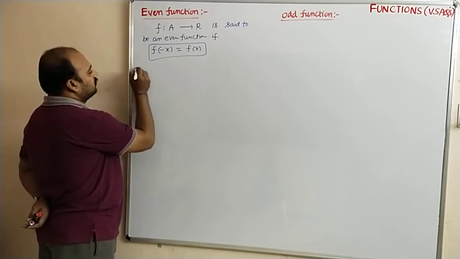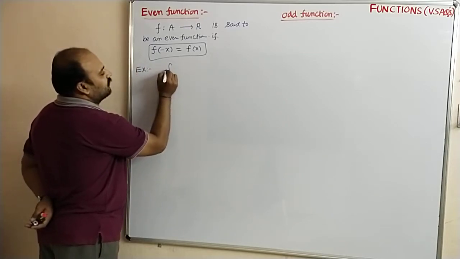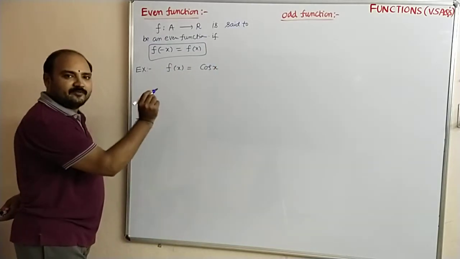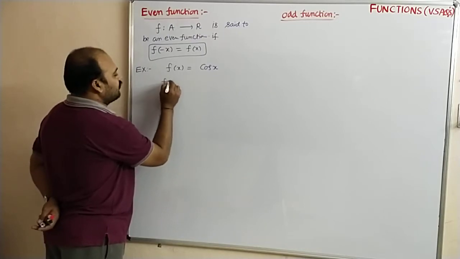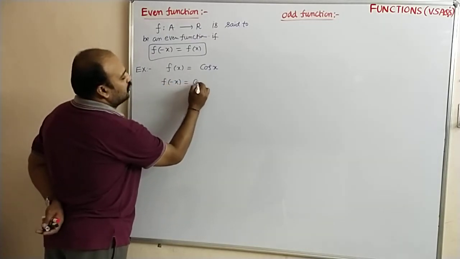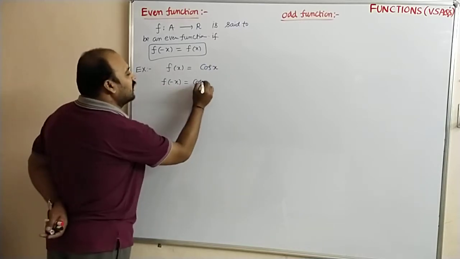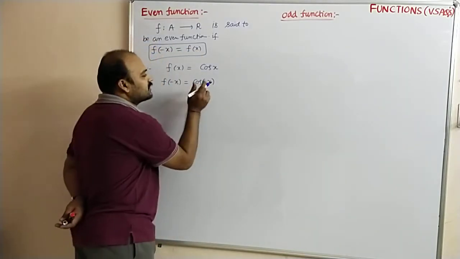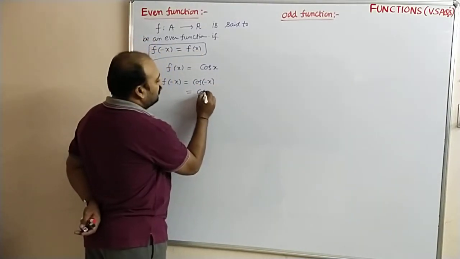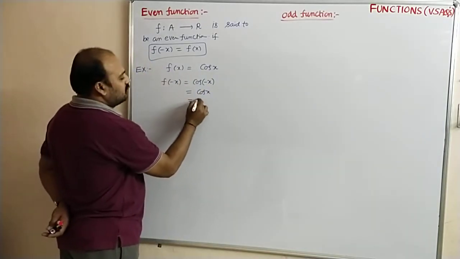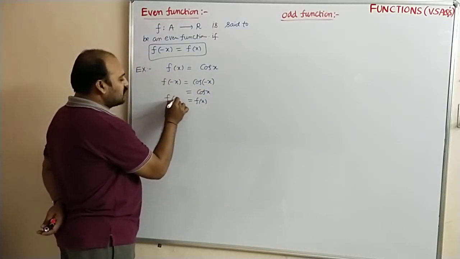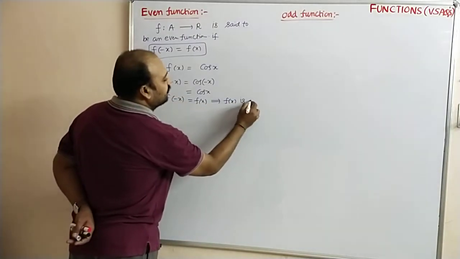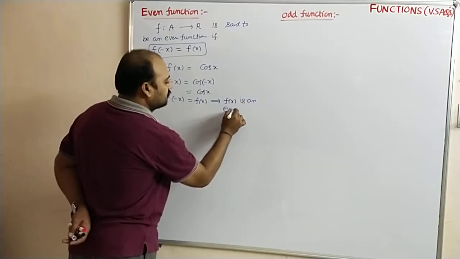For example, f of x is equal to cos x, you can take. Trigonometry function I am taking. I will check. F of minus x you can calculate. Cos of, that means wherever x is there, minus x you have to replace. Cos of minus x. We know that cos of minus theta is cos theta only. So cos of minus x is equal to cos x. Cos x means what? F of x. Therefore, whenever f of minus x is equal to f of x, that implies that f of x is an even function.